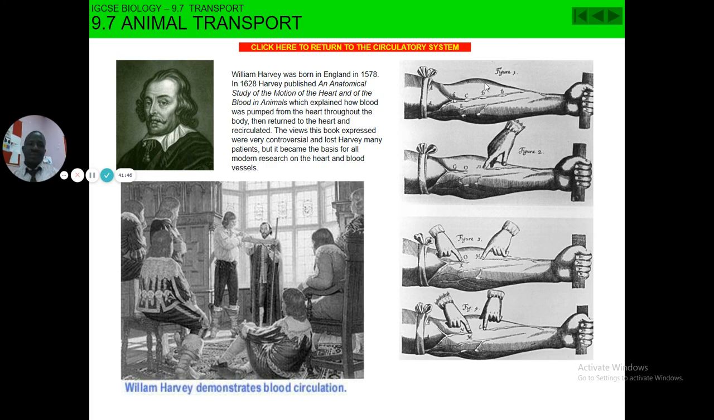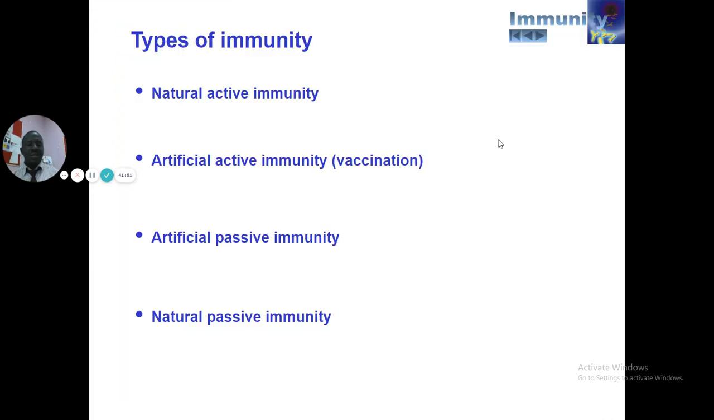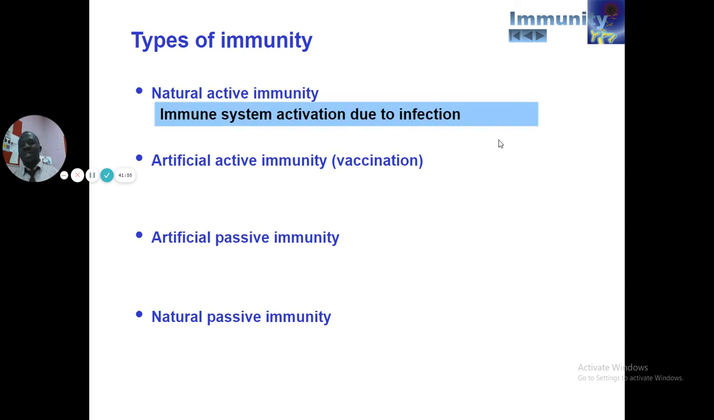So you can see the blood vessels here, how they move and all that stuff. If we check this book, then you can see more. So I have what we call types of immunity, which we discussed there, or aspects of immunity. Immunity is the body's ability to defend itself against diseases. For example, we have the natural active immunity, which is the immune system activation due to infection. So this is when you get an infection and then the body develops natural active immunity.